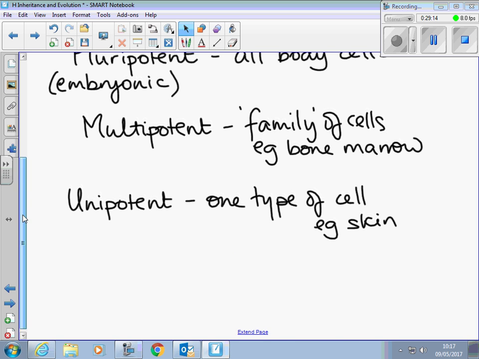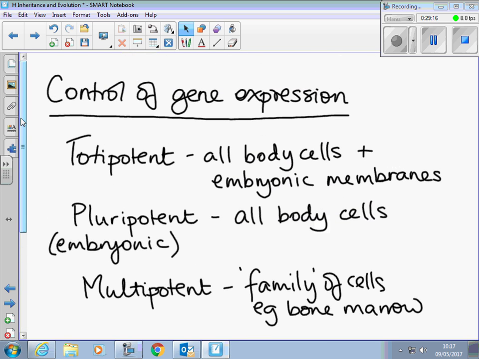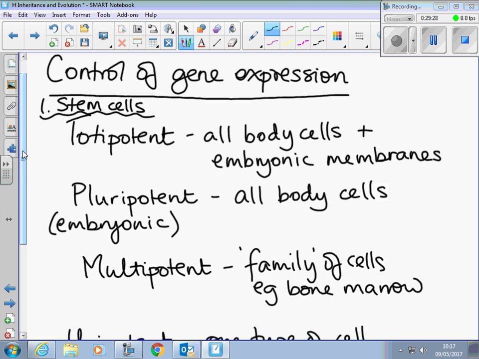And did I put... No, I didn't. I didn't put a heading for stem cells here, did I? What we actually need in here is number 1, stem cells. All right. Now, number 2 is going to be looking at factors that can affect the expression of genes, at that level.